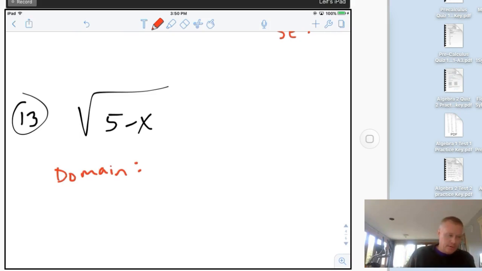Well, it could be 5, right? Because 5 minus 5 is 0. Square root of 0 is 0. Sometimes you want to start with your number line, 5 works.